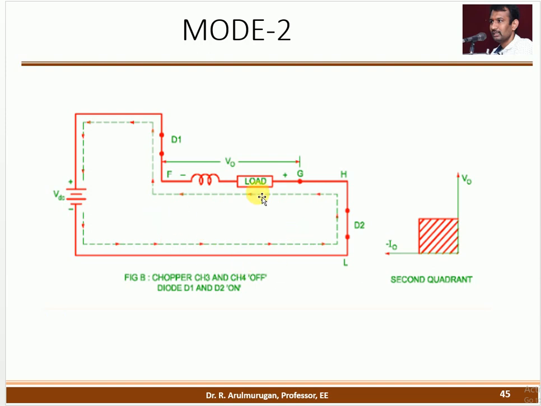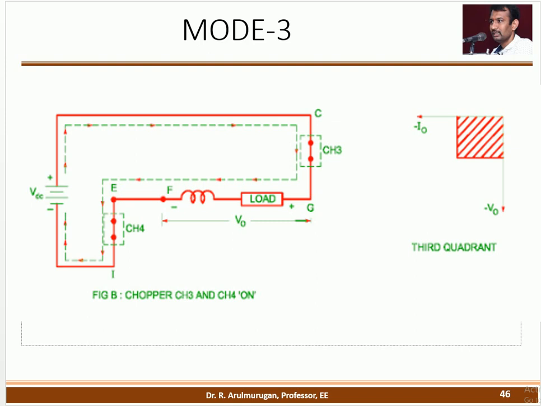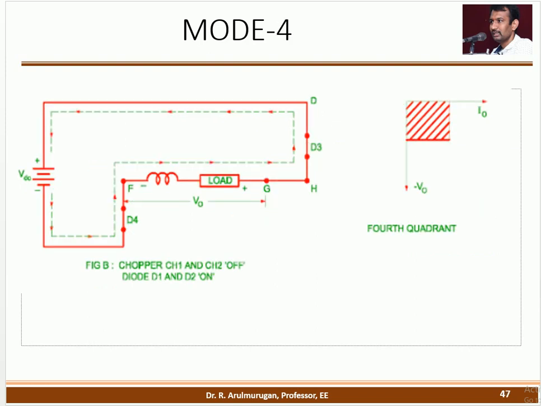Okay, return back: load to the source. So it's a load to the source flow on that one. Then again mode 3 condition. Mode 3 condition is reverse motoring. So source to the load, it's a flow. Okay. Then reverse braking. Then load to the source, it is going to flow.